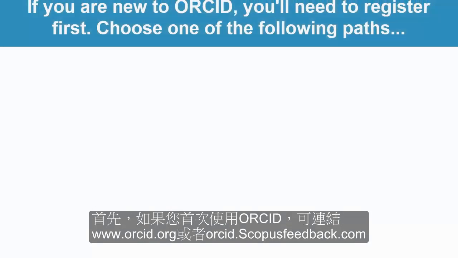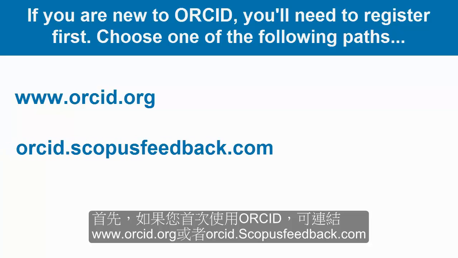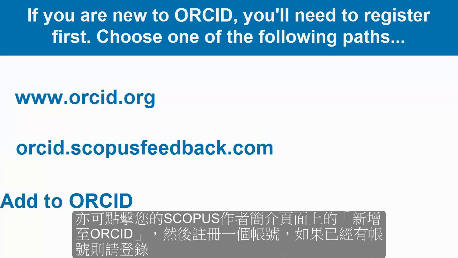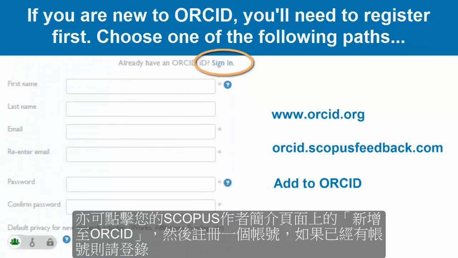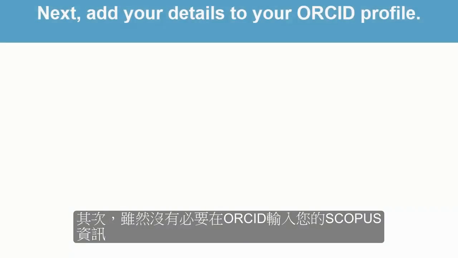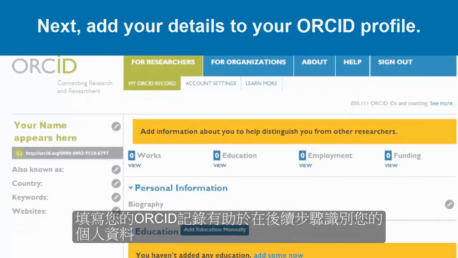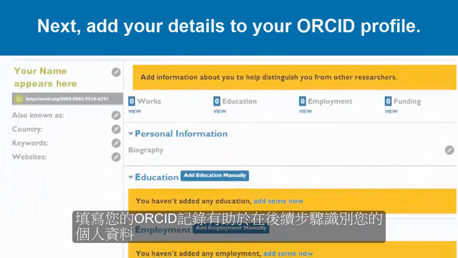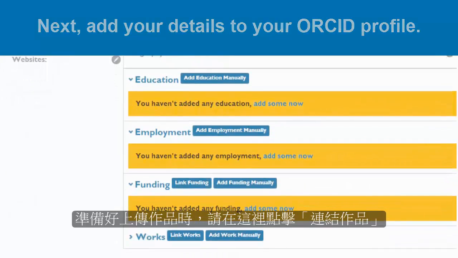First, if you are new to ORCID, begin by either going to www.orcid.org, orcid.scopusfeedback.com, or by clicking Add to ORCID from your Scopus author profile page. Then register for an account. If you already have an account, sign in. Next, although it is not necessary for importing your Scopus information into ORCID, taking the time to fill out your ORCID record may help the identification of your profile in subsequent steps.